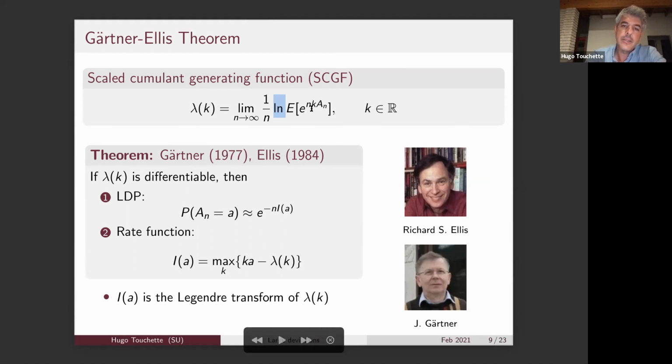You have a kind of expectation you need to calculate, some kind of big function and limit that you need to calculate. And then from that point on, you can test the conditions. If you're in the conditions of the theorem, then you have the LDP, and then you have the rate function, moreover. So this is, again, the main result that we use, and I'll show you some applications of this.